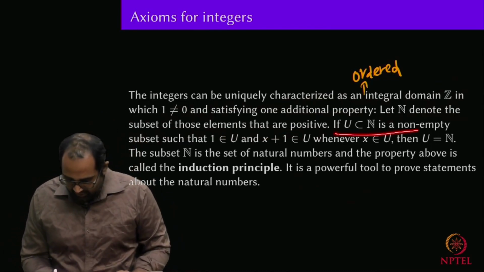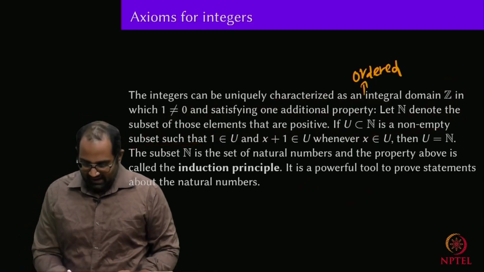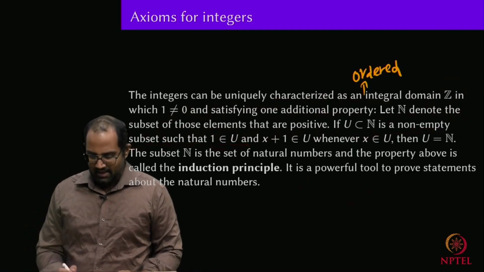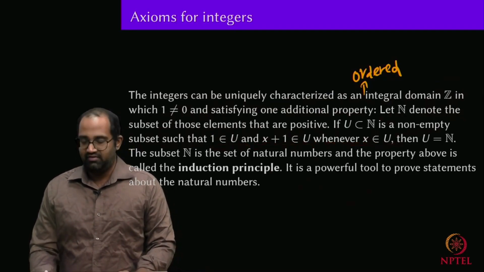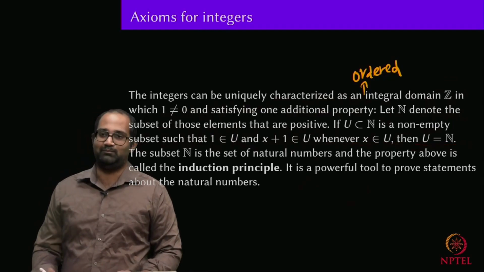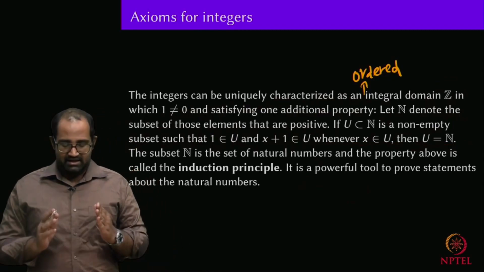If you take a non-empty subset U of n such that 1 is in U and x plus 1 is in U whenever x is in U, then U equals n. So, let's pause. What do I mean?